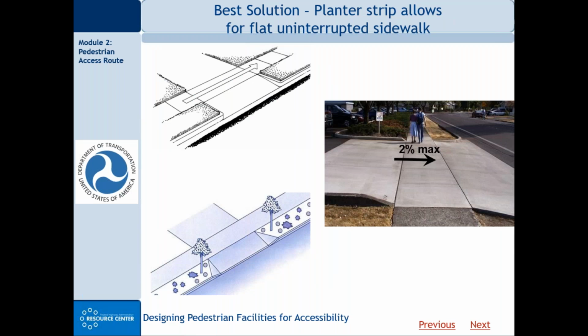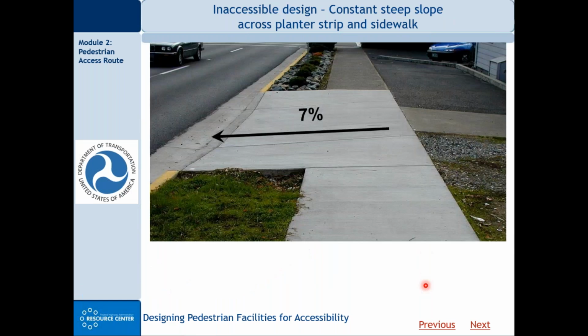Here are a variety of possible solutions for the driveway challenge or issue. Again, what works best is going to depend on your specific context or situation. If you can do it, put a flat, uninterrupted sidewalk like you see here. Notice the driveway was steepened in the planter strip, also steepened here, but we have a 2% cross slope across the driveway using the sidewalk.